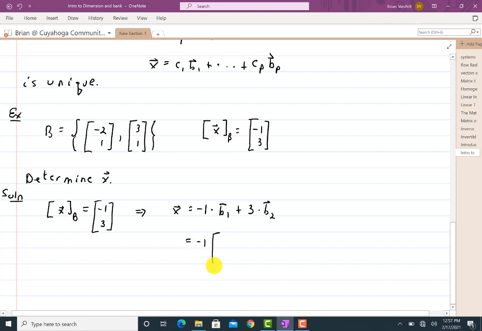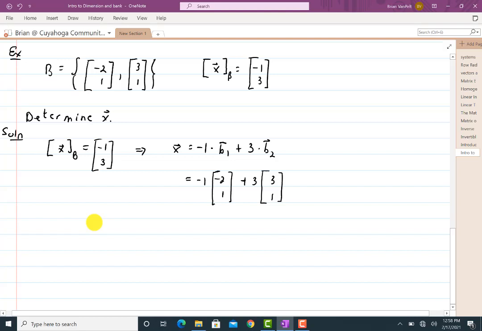And so that's -1 times, where's B1? -1, 2. Now make sure you take these vectors in order. So many of our theorems rely on the listing of vectors in a basis being numbered from 1 to whatever they go up to. So keep that in mind. 3 times B2, that's 3, 1. And that gives us 2, -1 plus 9, 3. And that then equals 11, 2.